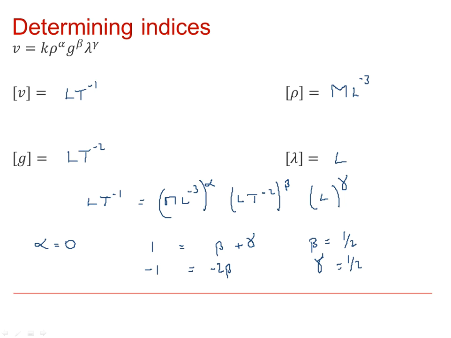So just the idea of balancing the dimensions on both sides of the equation allows us to come up with a formula. So our formula in the end is that v is equal to k, and then we've got no value of rho, so we've just got g to the power half and lambda to the power half, or in other words we've got k root g lambda.